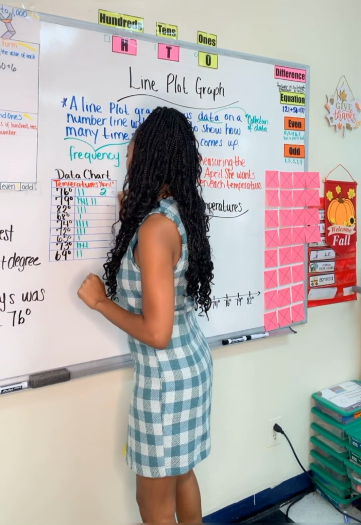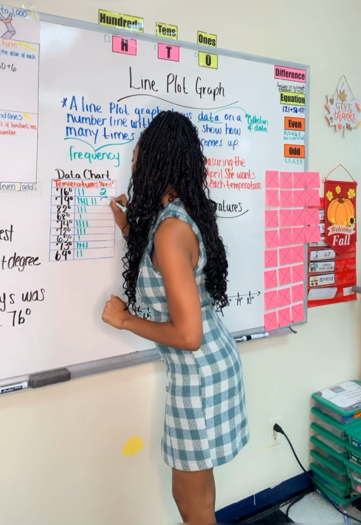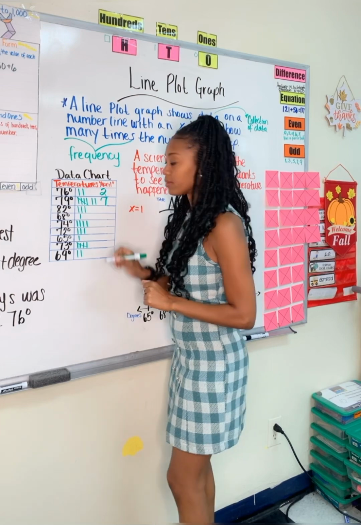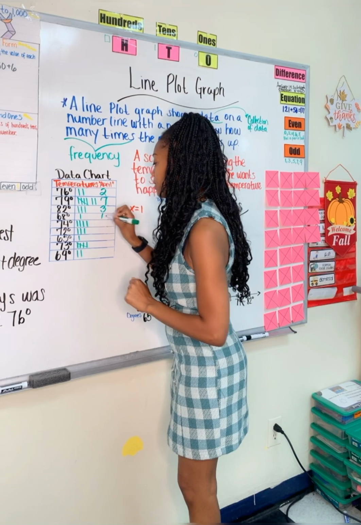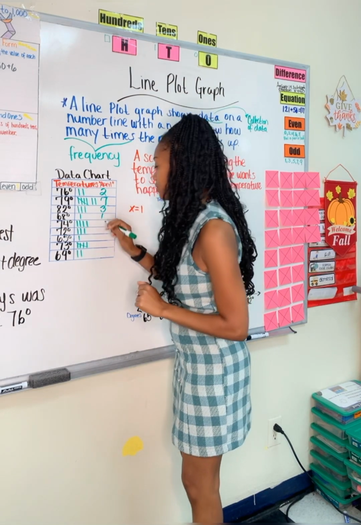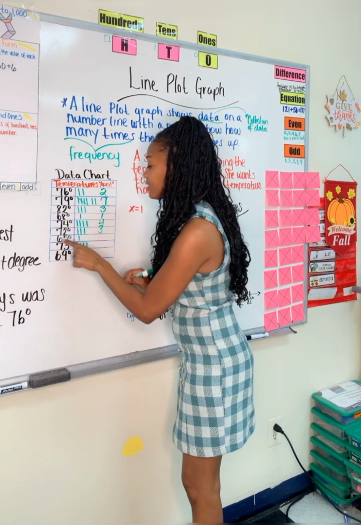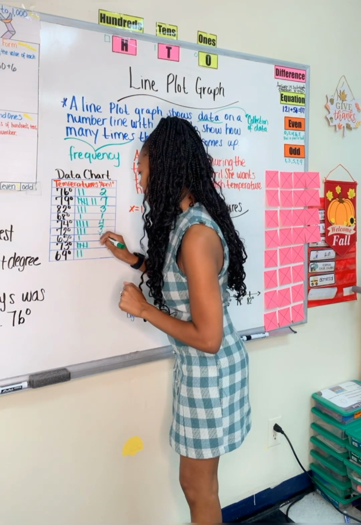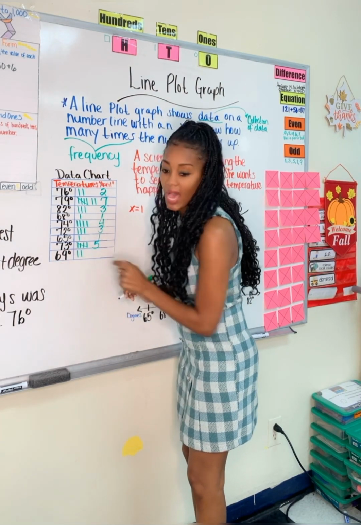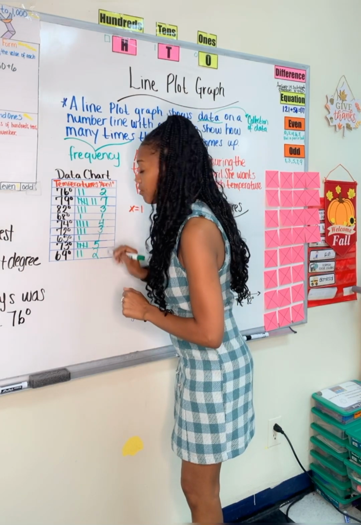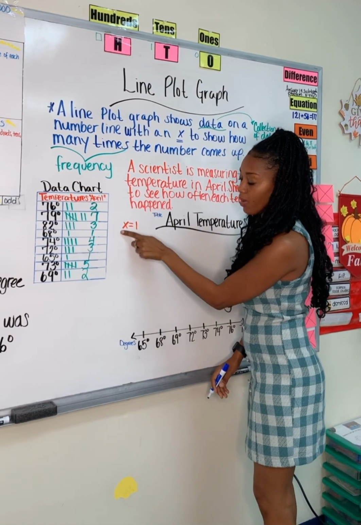2. 79 degrees. 7. 82 degrees. 3. 68 degrees. 1. 74 degrees. 4. 72 degrees. 3. 65 degrees. 1. 73 degrees. 5. And 69 degrees. 2. Very good.